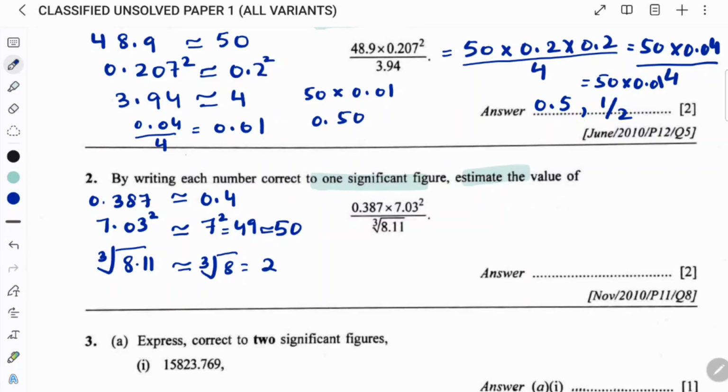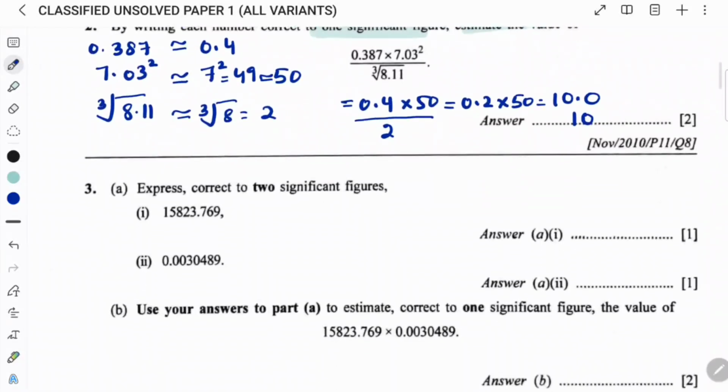Replace the numbers. For 0.387 we can write down 0.4 times 50 divided by 2. So 50 divided by 2 is 25, or either way, it's up to you. So this is 0.2 times 50. 2 times 5 is 10, and 2 times 50 is 100, and then you have one decimal place, so 10.0. So 10 is the answer for this question.